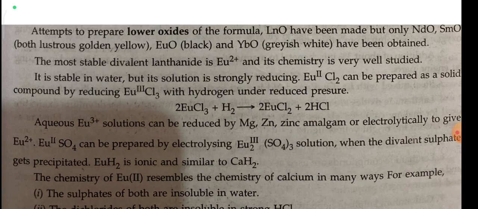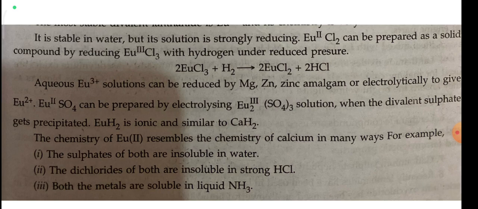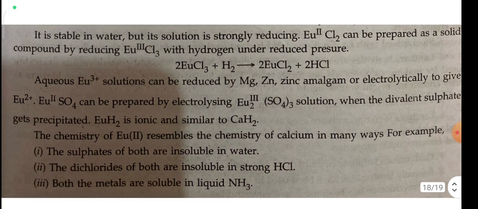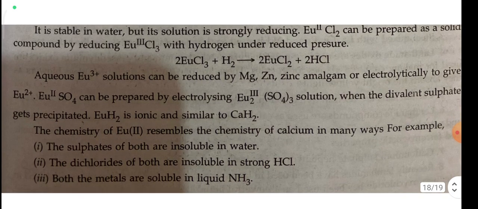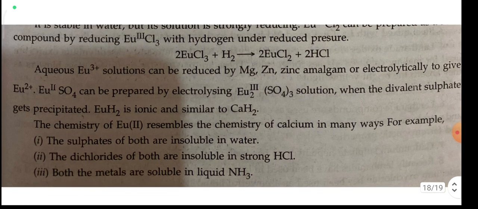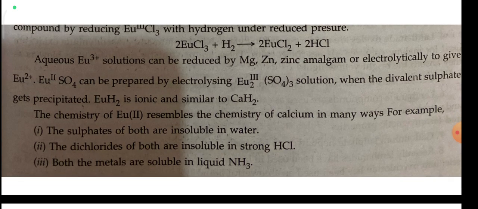It is stable in water, but its solution is strongly reducing. EuCl2 can be prepared as a solid compound by reducing EuCl3 with hydrogen under reduced pressure. Aqueous Eu3+ solution can be reduced by magnesium, zinc amalgam, or electrolytically to give Eu2+. EuSO4 can be prepared by electrolyzing Eu2(SO4)3 solution, when the divalent sulfate gets precipitated. EuH2 is ionic and similar to CaH2.